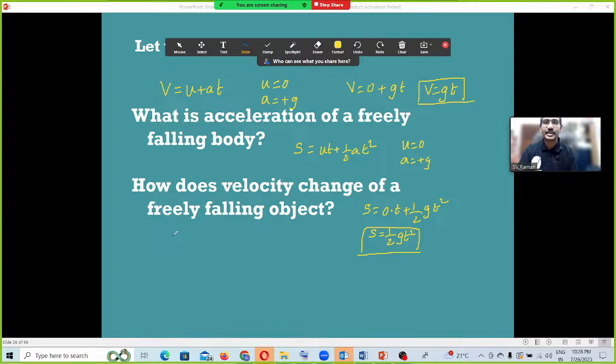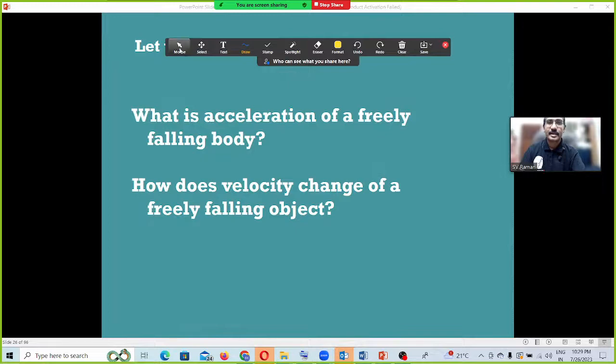The third equation, v² − u² = 2as. In that, again substitute the initial velocity u as 0 and a as g. So v² − 0² = 2gs, v² = 2gs, and v = square root of 2gs. Hope these free fall equations are clear.